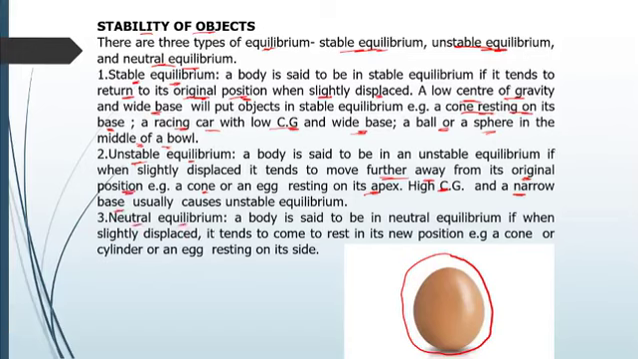Then, under neutral equilibrium, a body is said to be in neutral equilibrium if, when it is slightly displaced, it tends to come to rest in its new position. It means that at any point that body would come to rest. It does not favor one position or the other. This is found in cylinders or an egg that is resting on its side.